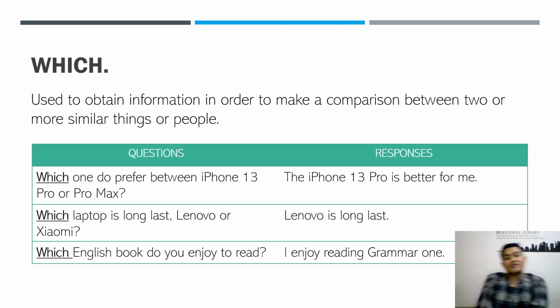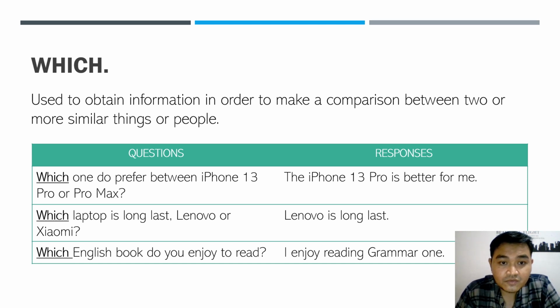And then the next one I have here is which, which is used to obtain the information in order to make a comparison, yeah, comparison between two or more similar things or people. So it must have the choices. Yeah? It must have the choices. For example, which one do you prefer between iPhone 30 Pro or Pro Max? Which laptop lasts longest, Lenovo or Xiaomi? Which English book do you enjoy reading, for example?